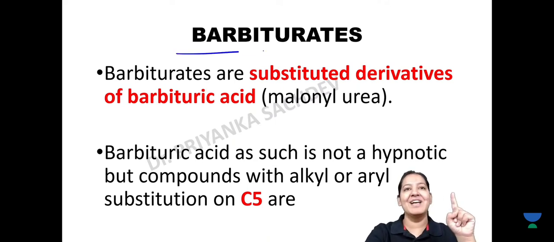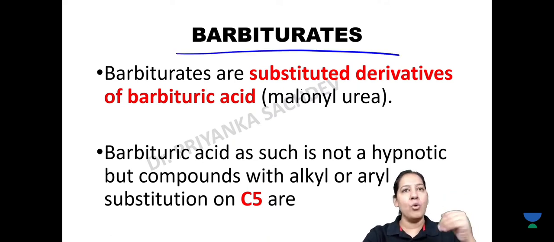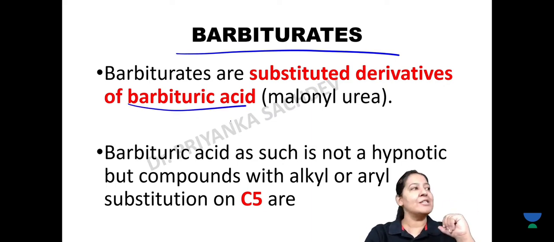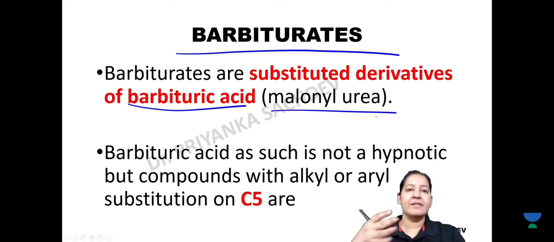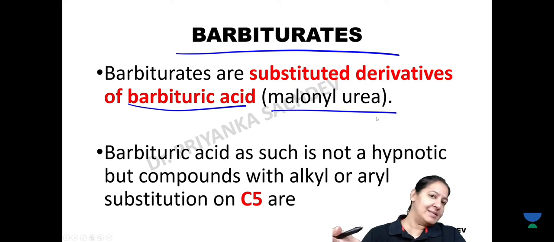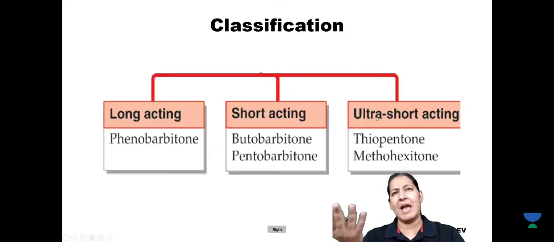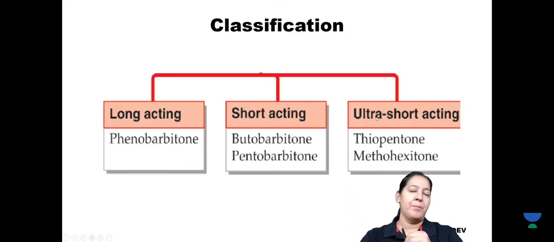Barbiturates are known as barbiturates because these are substituted derivatives of barbituric acid. What is barbituric acid? It is malonyl urea. So these are the substitutes of barbituric acid, which is why they are known as barbiturates. That is the chemical formula. In the introduction, nothing else important is there.